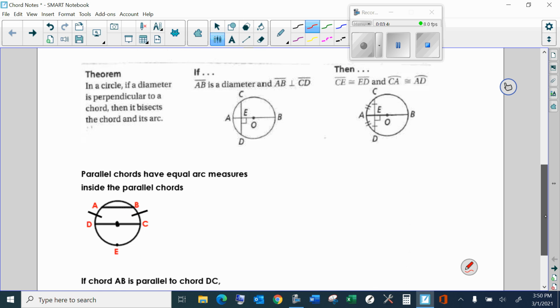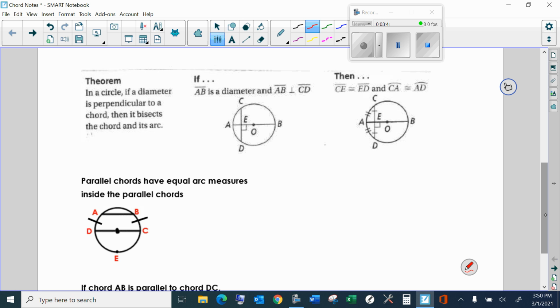Next one. Theorem now. In a circle, if a diameter is perpendicular to the chord, then it has to bisect the chord and its arc. That's the same, which is what we see over here. This is the then part. I just wrote it over here, but here it is right here. So if you start with that, you know it's perpendicular to a chord, it automatically is the diameter, and it bisects the chord, and it bisects the intercepted arcs. Those arc measures are the same.